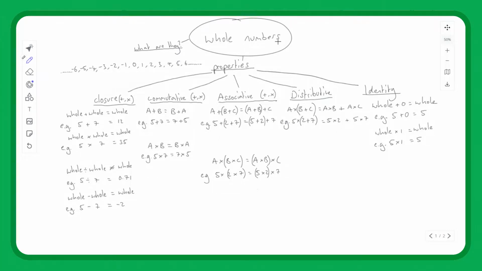Okay, we're looking at whole numbers. First we're going to look at what they all mean, and second we're going to look at the properties of whole numbers. There are five main properties, and we're going to go through each one very briefly and look at what it means.